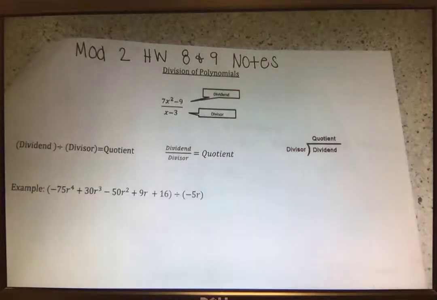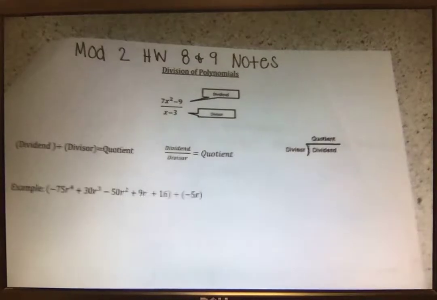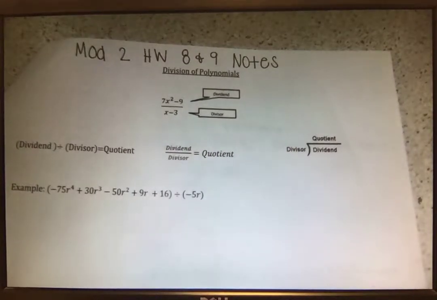This video is going to cover Module 2. It's going to cover both homeworks 8 and 9 because both of them talk about the division of polynomials. So if we have 7x squared minus 9 divided by x minus 3.